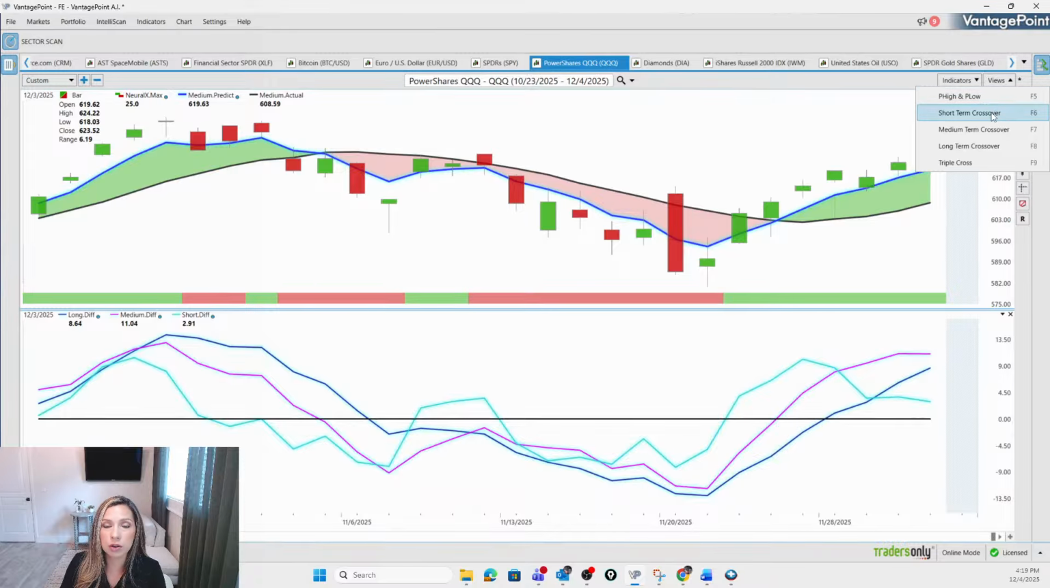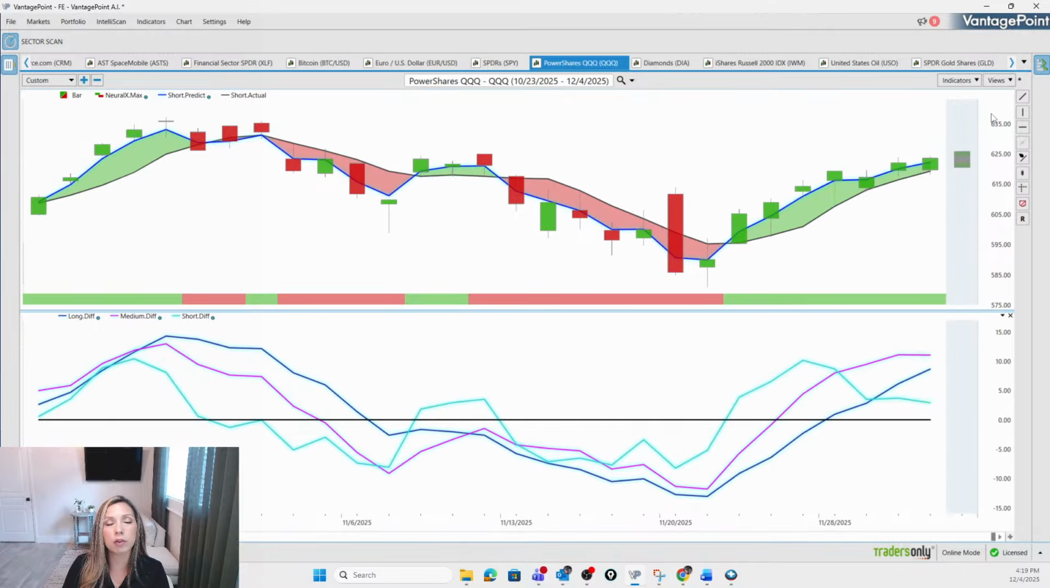So if we switch over to our short-term crossover, our short-term crossover is the one-day trend expectation. So if we see that our short-term crossover is still bullish, it's still green, we're still expecting bullish movement in the trend. It just might be slowing. There might be some small weakness within that trend for today.